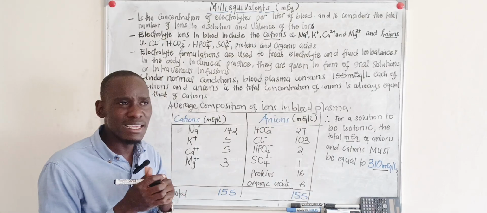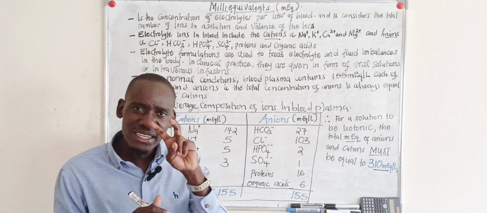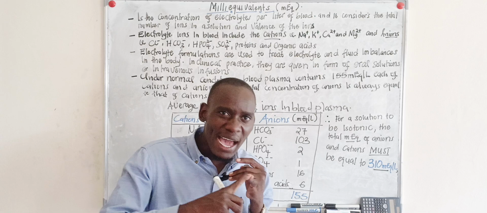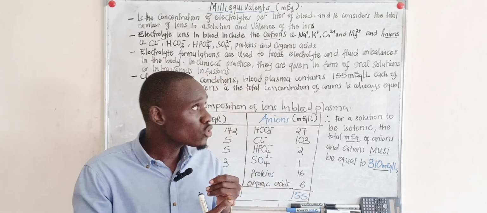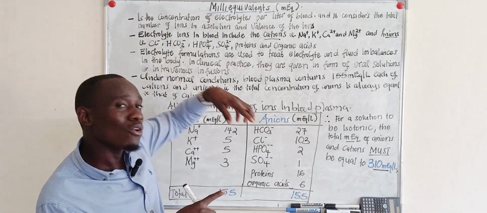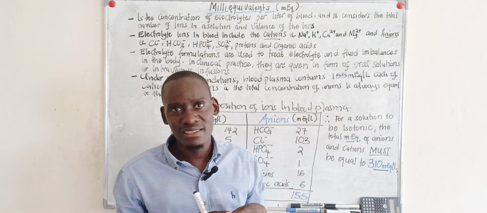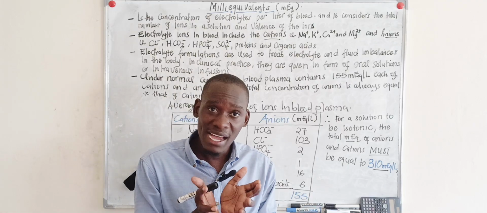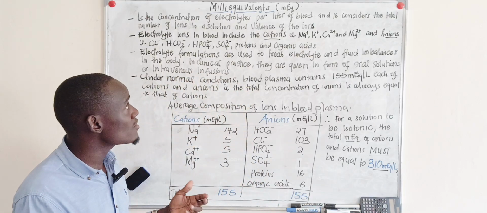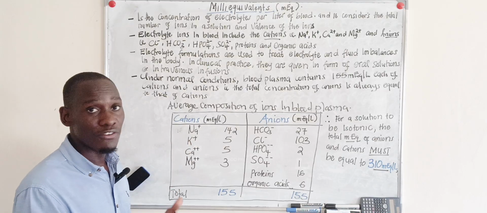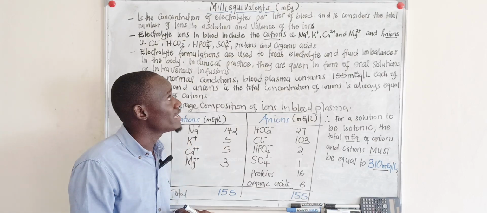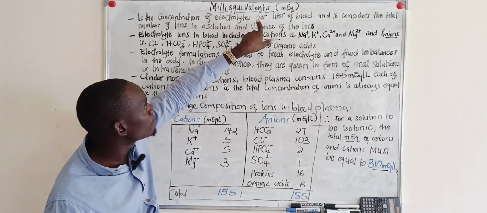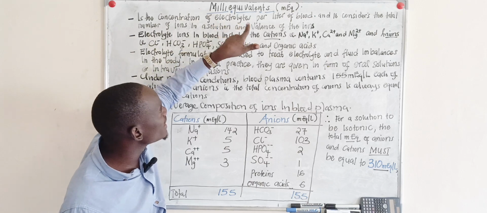So when we talk about milliequivalents, there are two things that should not be forgotten at all times: the valence of the ion being talked about, and also the number of ions present in that solution. We shall be looking at all that, and by the end of the lecture, you'll be able to differentiate and perform any calculation involving milliequivalents. Just pay attention.